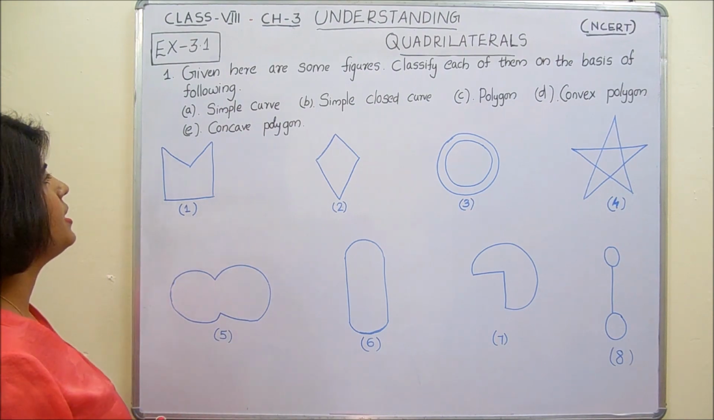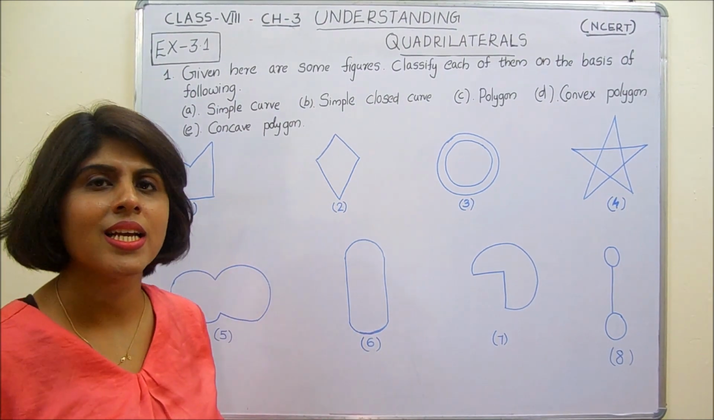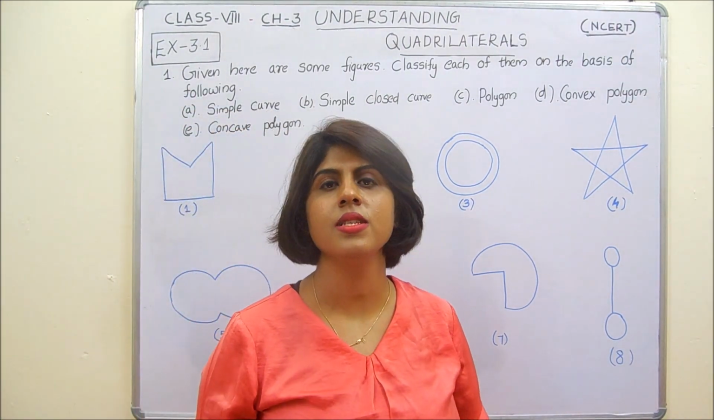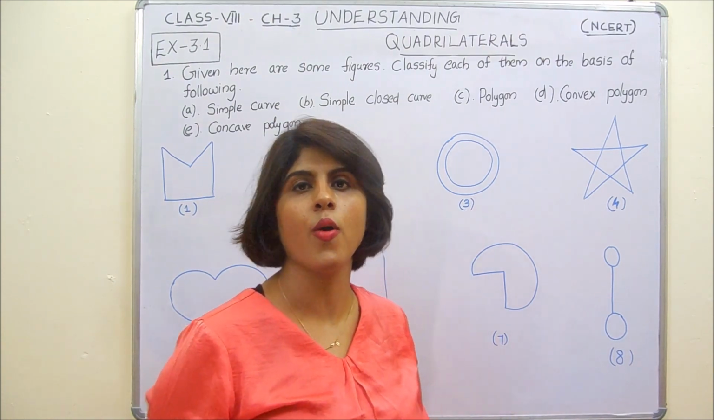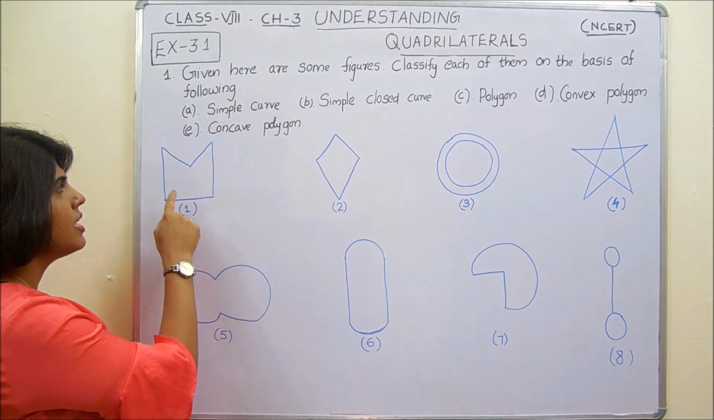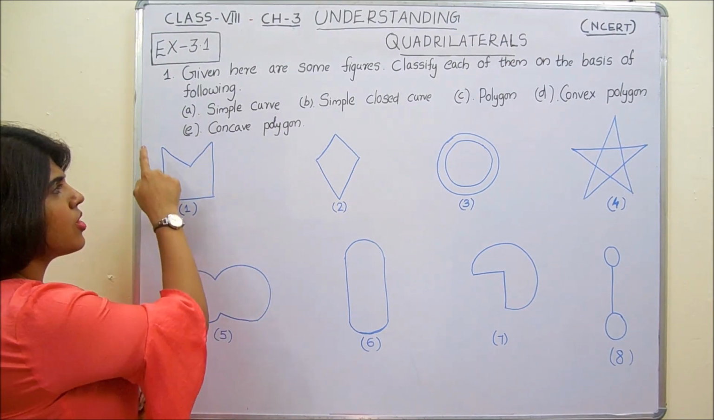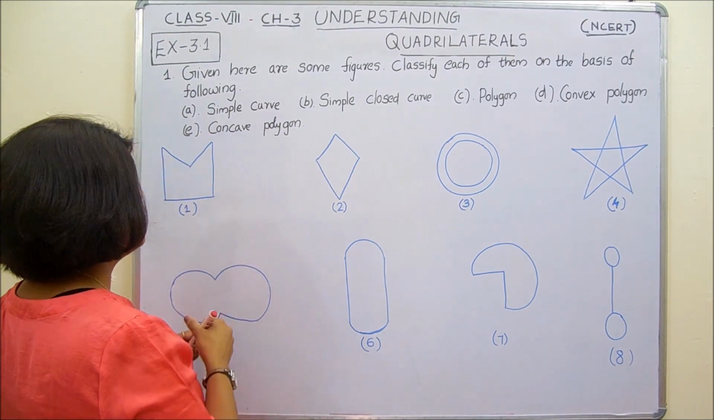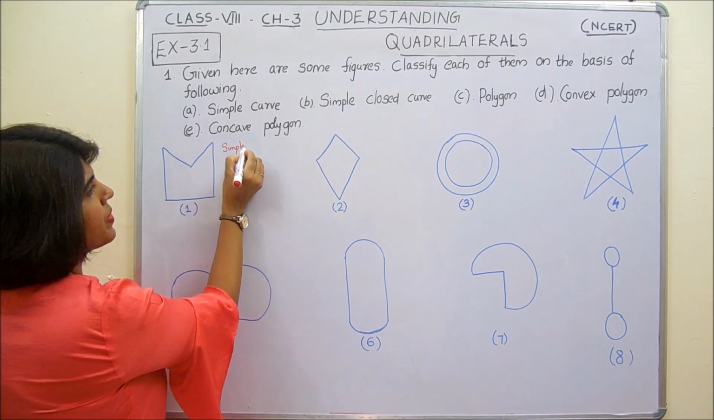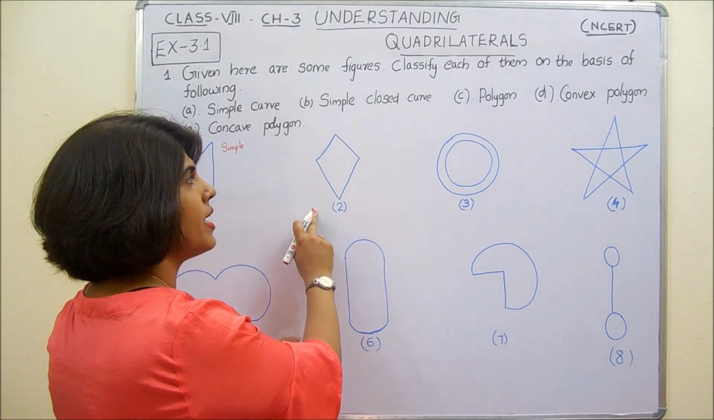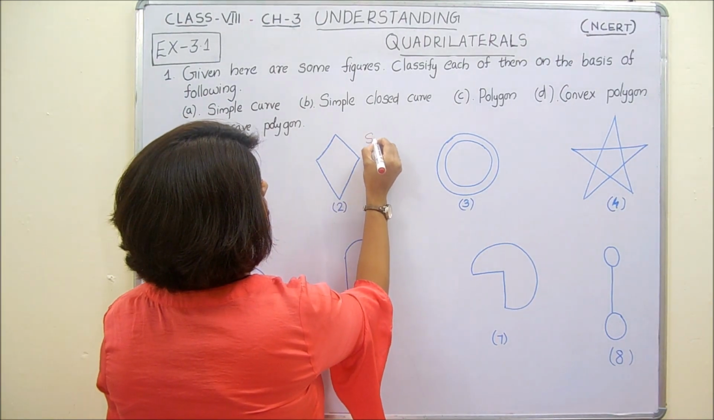First figure. This is a simple curve. Why? Simple curves are the curves that do not intersect itself at any point. So here you can see that the curve is not intersecting anywhere. So this is a simple curve, right? And what about this? This one again, a simple curve.